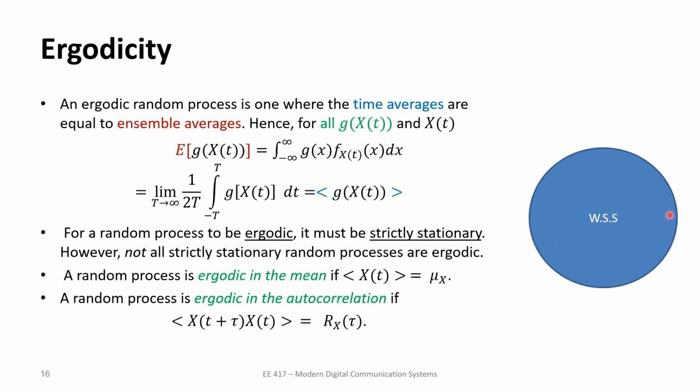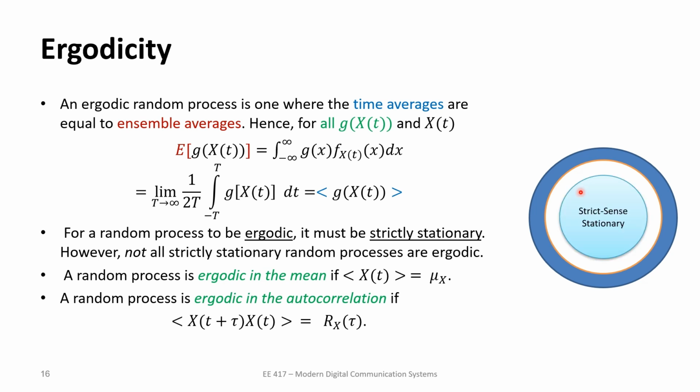So we have wide sense stationary processes. Then we have second order, which is a more strict requirement. So if it's second order, it's automatically wide sense. Then we have strict sense stationarity. And then we have ergodic or fully ergodic. So for the process to be ergodic, we know that it's automatically wide sense stationary or stationary in the strict sense.